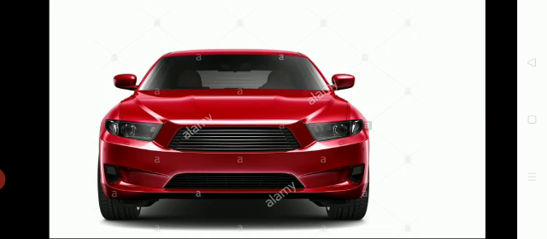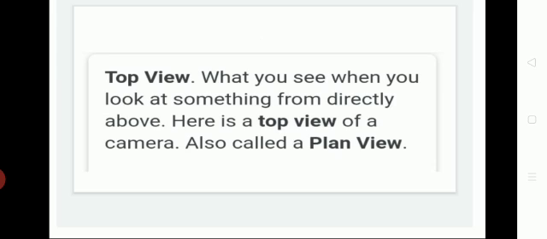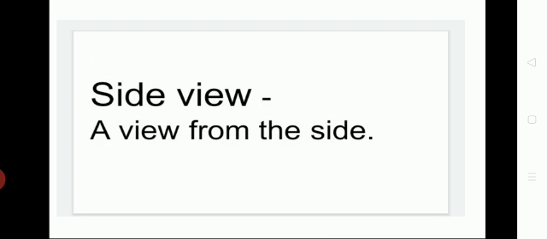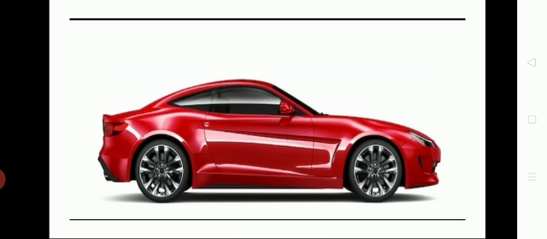And then next, top view. What is meant by top view? Look at something from directly above. If you view it from the top, the car image should be like that. And then next, side view. What is meant by side view? A view from the side. If you look at the view from the side, the car should be like that.